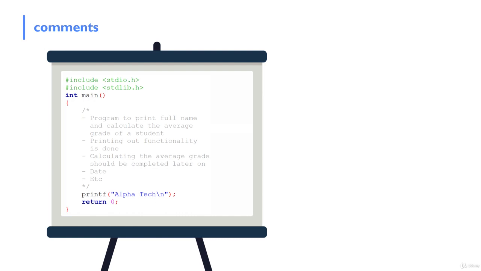In this example, we specify what the program does, that it prints the full name and calculates some average grade of a student, and then we also note that the functionality is done and maybe some status about the date and some other information about what should be done in the future and so on. So basically everything that may be necessary for us or for other developers that will see our code in the future. So anything that was written after the /* and before the */ should be considered as a comment.